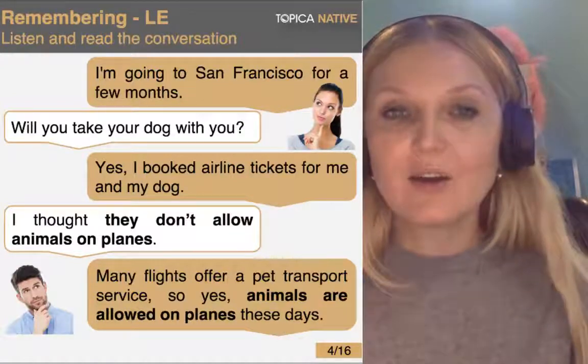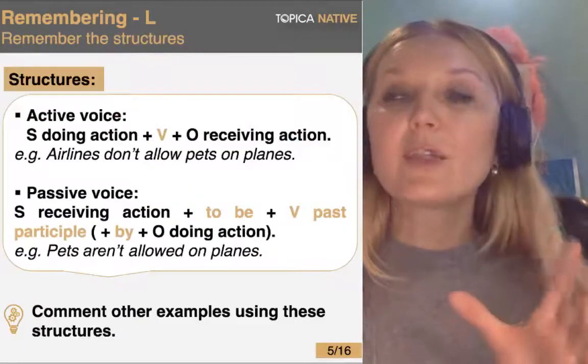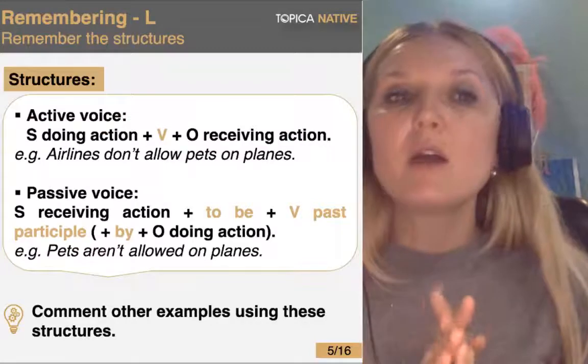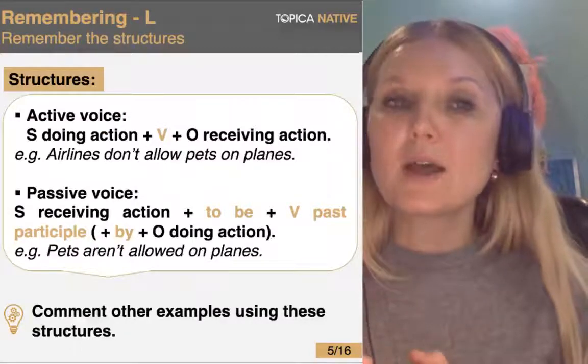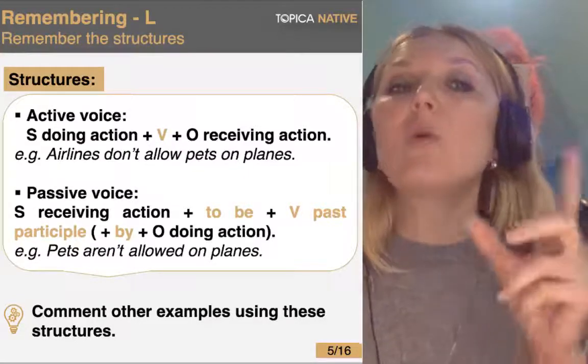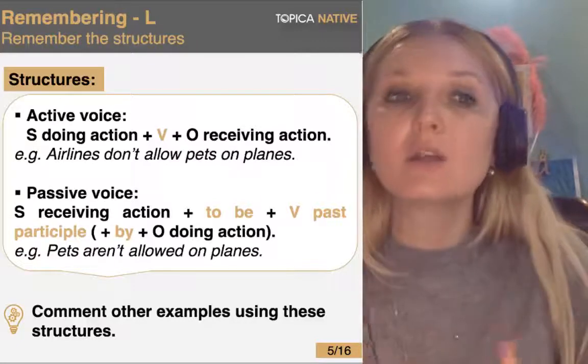Okay, all right. So let's move on and look at these sentences which were in the dialogue. So the first sentence was: airlines don't allow pets on planes. We have a subject which does an action. It's the so-called subject doing an action.